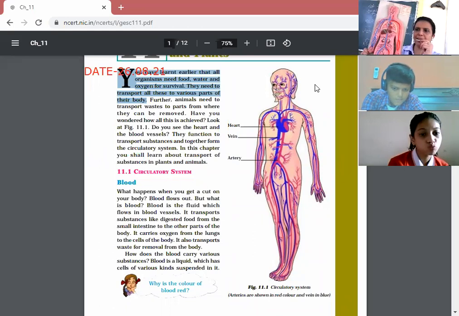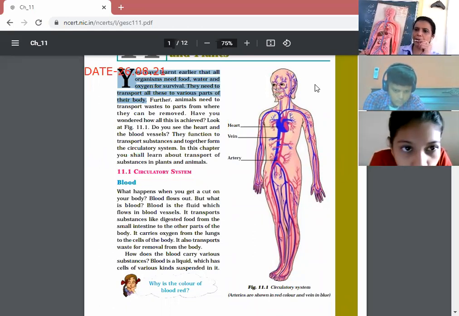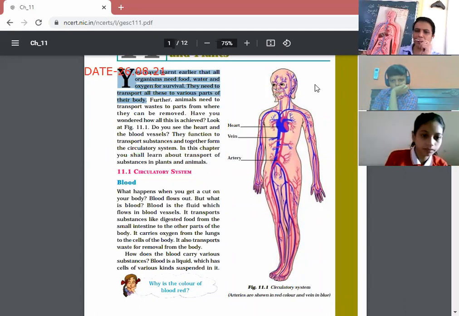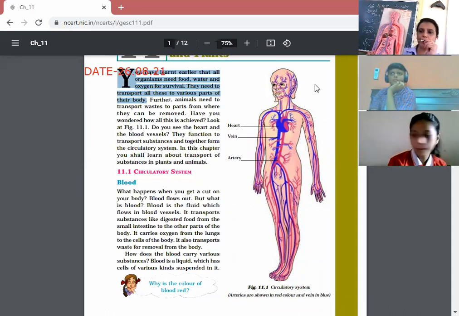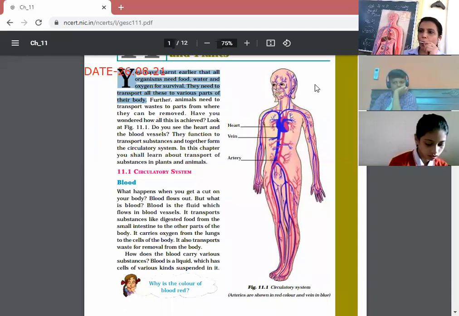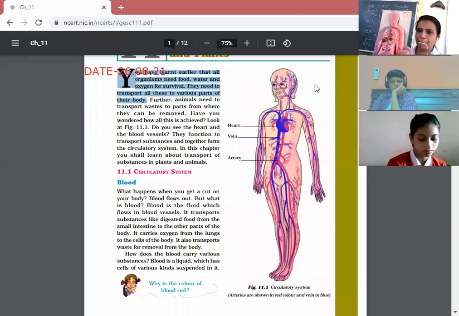In this model, it is the same as shown in figure 11.1, the circulatory system. One color is red and the other color is blue. So what can be the reason behind it? Why has it been divided into two colors? Red color shows arteries. Yes, these are the arteries which are carrying oxygen-rich blood. And blue color shows the veins which are carrying carbon dioxide-rich blood.